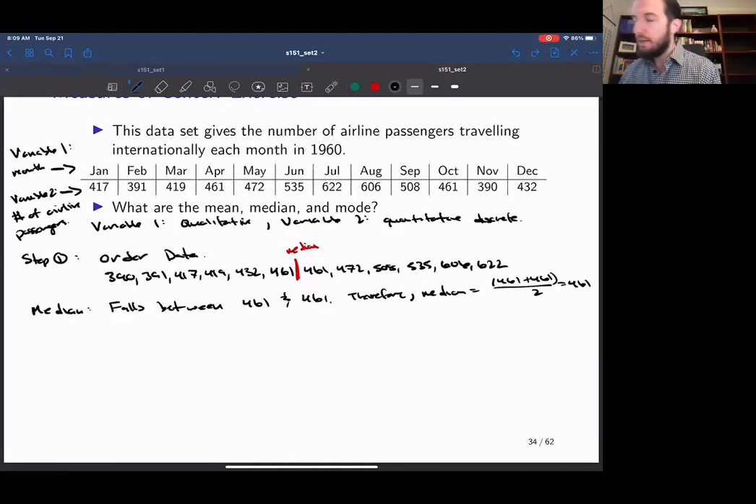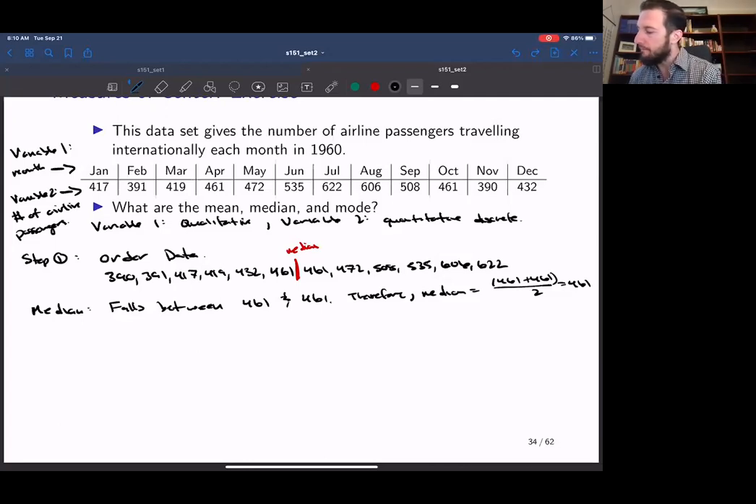Okay, so typically, and I'll come back to discuss this in a little bit, for qualitative data, we only use the mode because the mode is the only statistic of the three that is applicable when the data is qualitative. For quantitative data, we can use all three, but the mean is the most appropriate if the data is symmetric, and the median is most appropriate if the data is skewed.